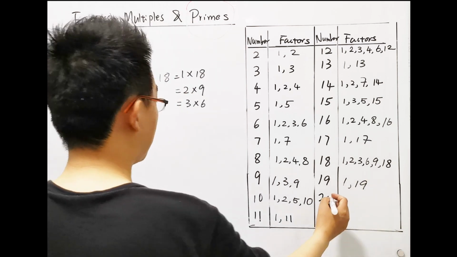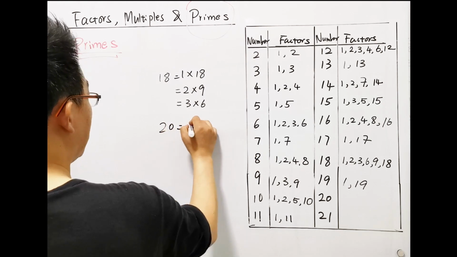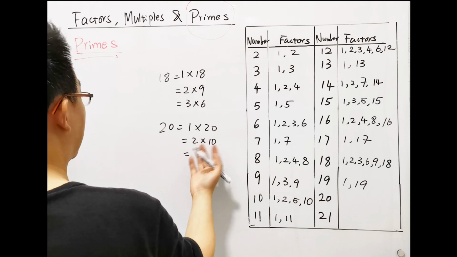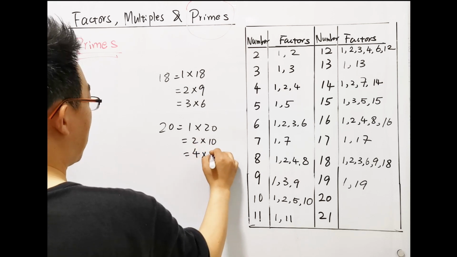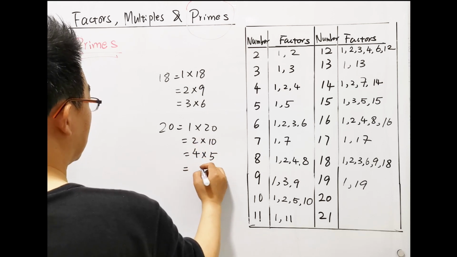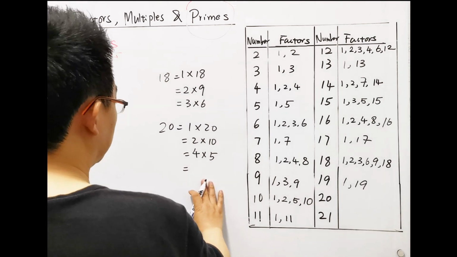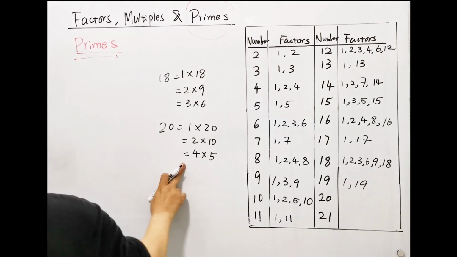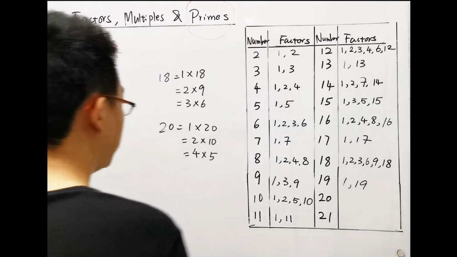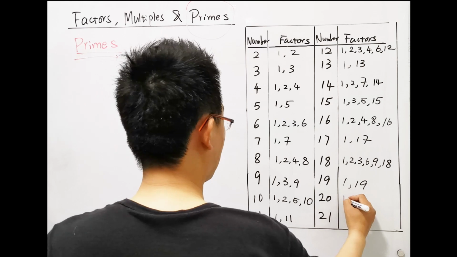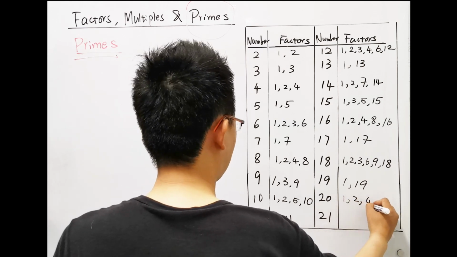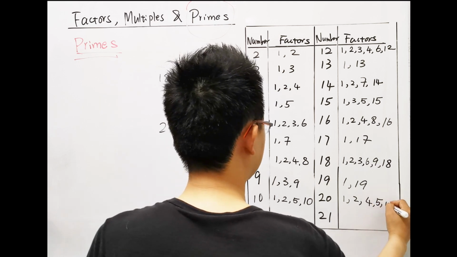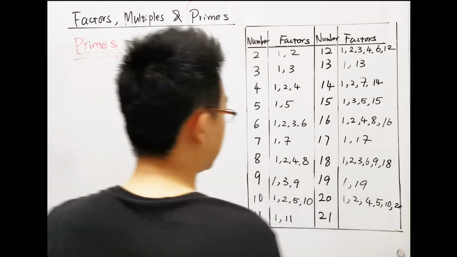How about 20? Okay, 20 is 1 times 20, 2 times 10, 3 no, not 3, but 4 times 5, yes. The next one is what? So 10, okay, I think that's it. So what do we have? We have 6 factors also, right? 1, 2, 4, 5, 10, and 20 itself, right?